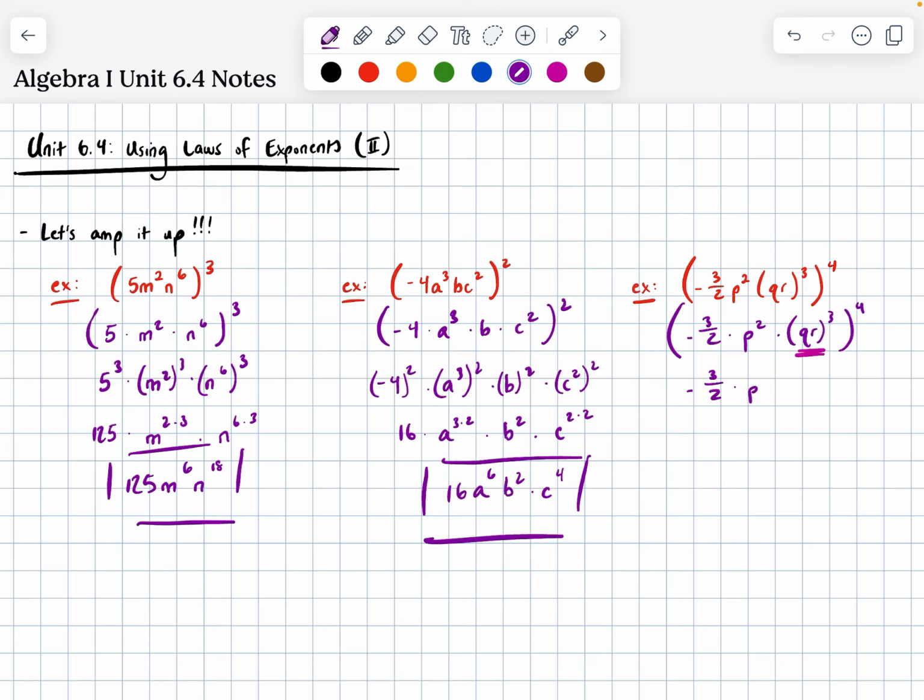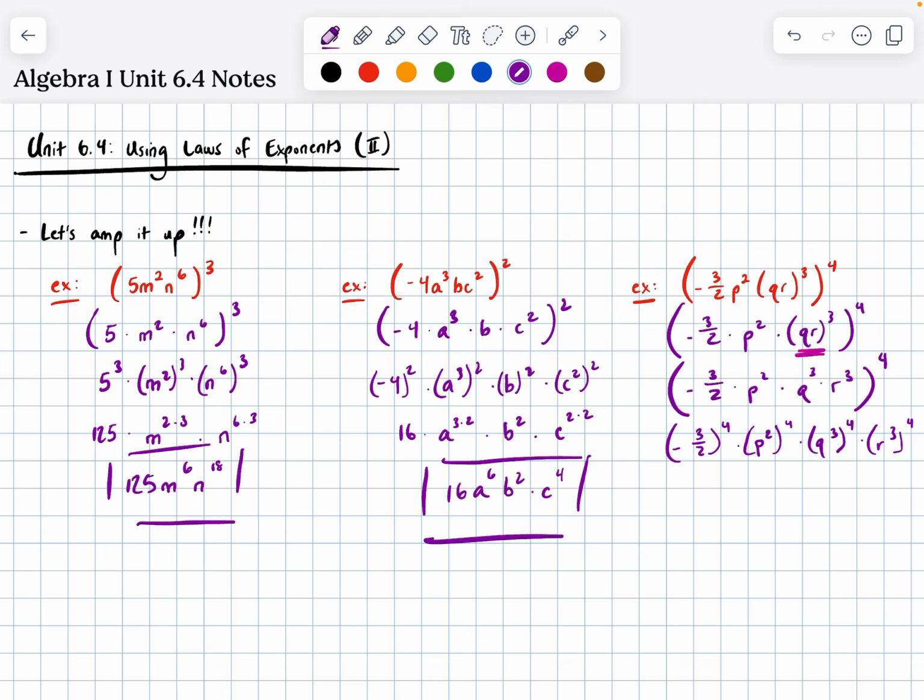Well, I've got negative 3 over 2 times p squared. And then again, if I have 2 factors raised to a power, I can assign each factor that power individually. So QR cubed is q cubed times r cubed, raising now this whole thing to the power of 4 now that I've got my chunks. Well, I have negative 3 over 2 raised to the power of 4 times p squared raised to the power of 4 times q cubed raised to the power of 4 times r cubed raised to the power of 4.